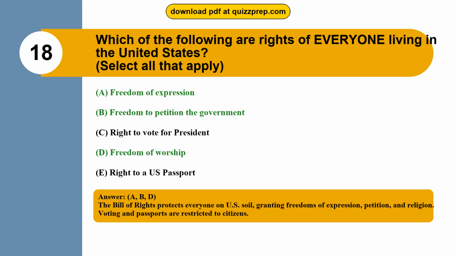The Bill of Rights protects everyone on U.S. soil, granting freedoms of expression, petition, and religion. Voting and passports are restricted to citizens.